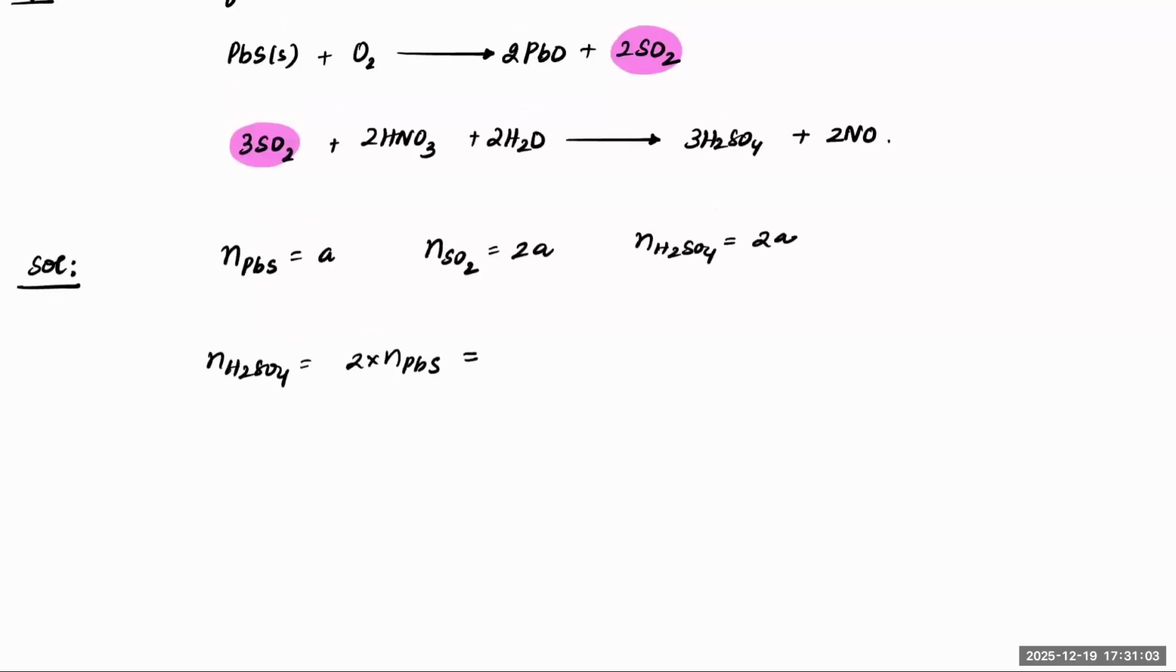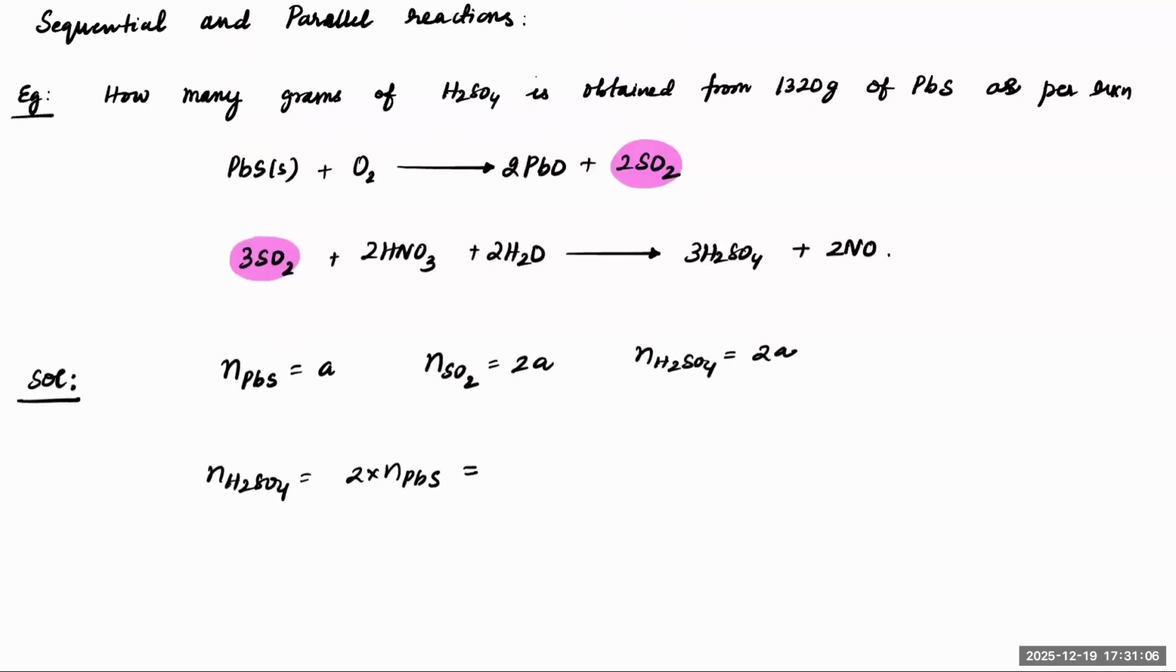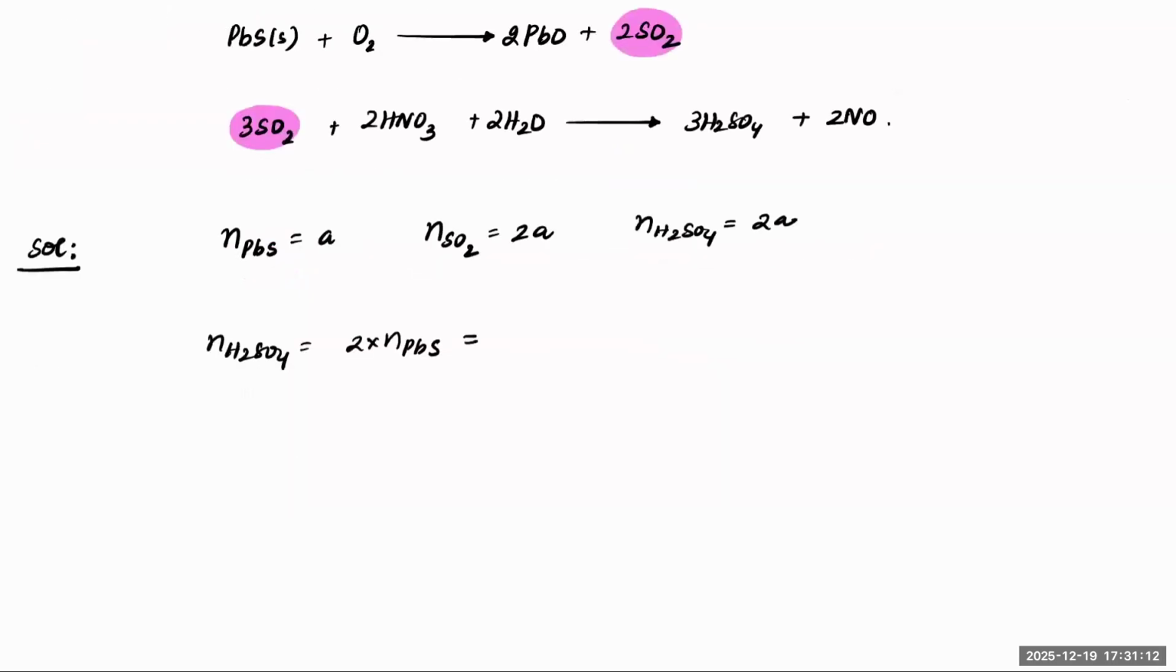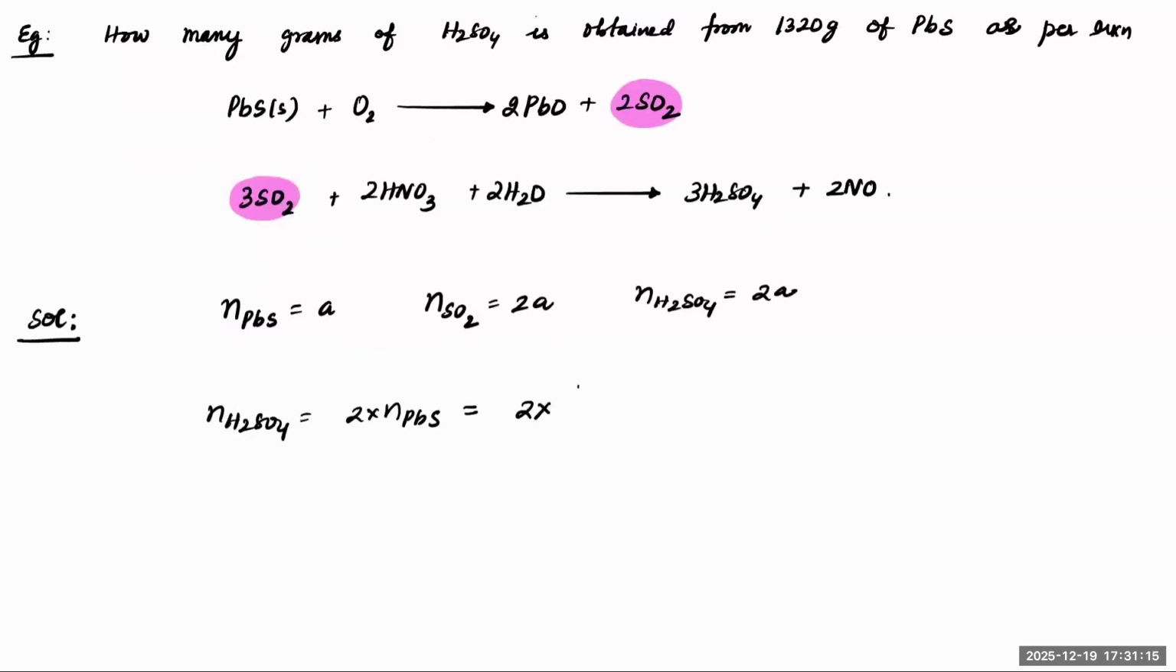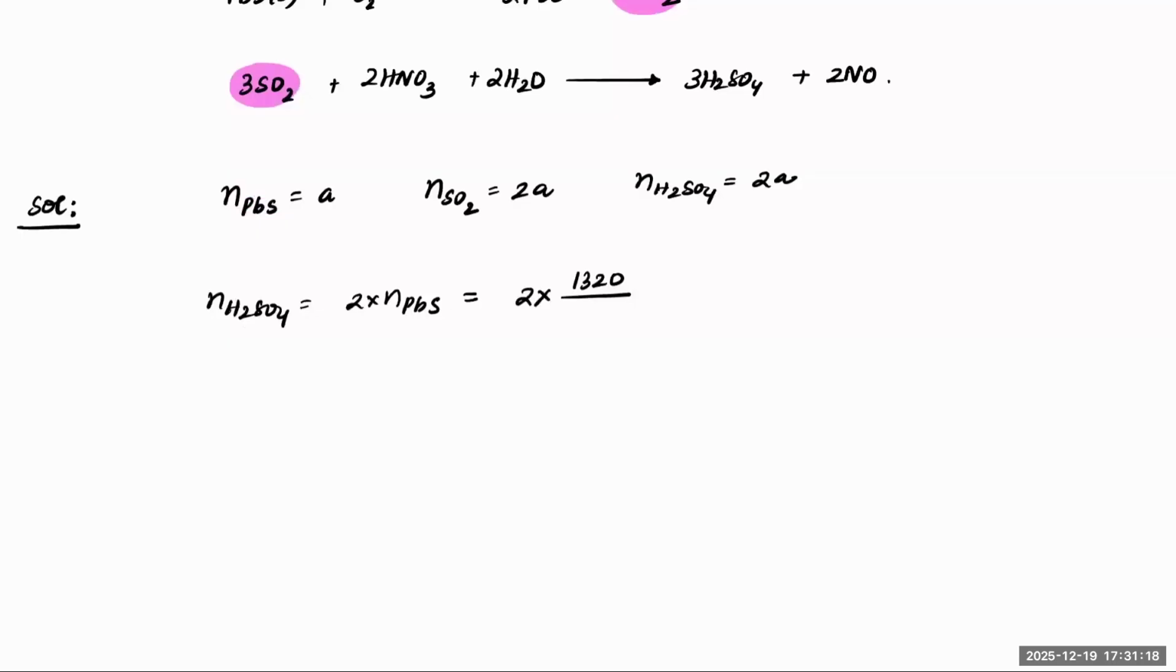This kind of relation is called sequential reaction cases. So 2 times the number of moles of lead sulfide, which is the given mass divided by the molar mass. The molar mass of PbS is 240. Pb is 208, plus 32, 240. So that calculation will bring out around 5.5 moles. So what will be the weight of H2SO4 in that case? The weight of H2SO4 will be equal to 505 into 98.